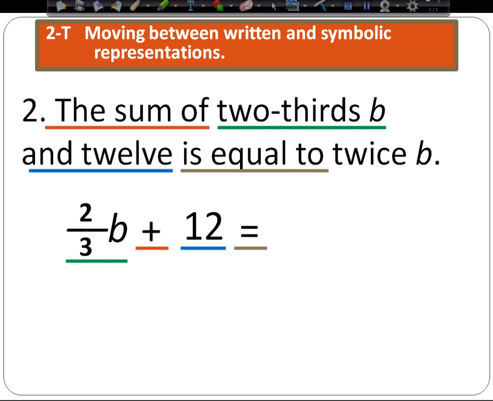Again, if I say I walk from here to the door twice, that means I walk there 2 times. So that's 2 times b. So 2b. So my equation is 2 over 3b plus 12 equals 2b. Again, make sure you have the problem and the answer both written down before you move on.